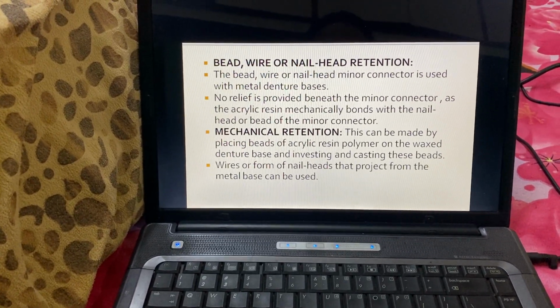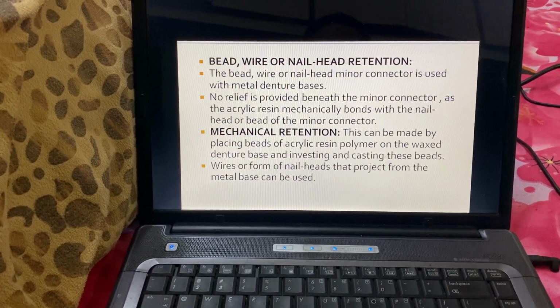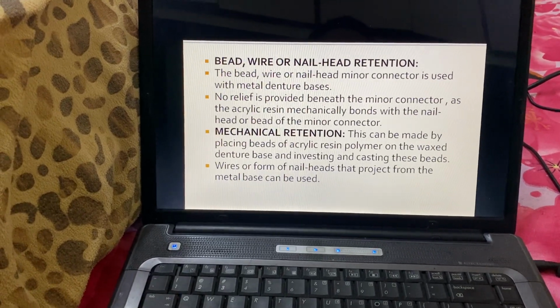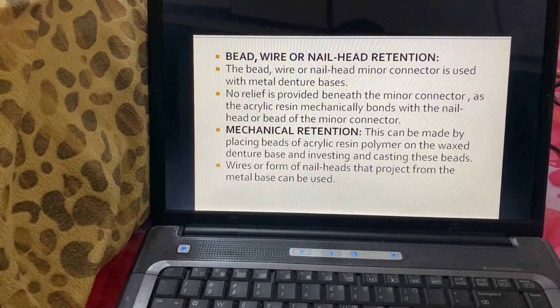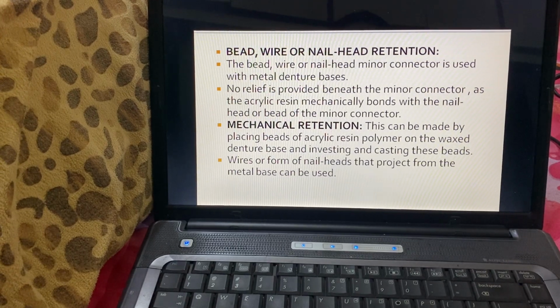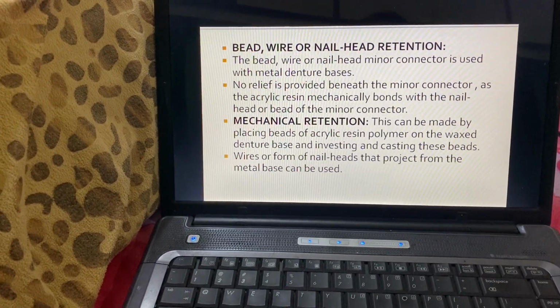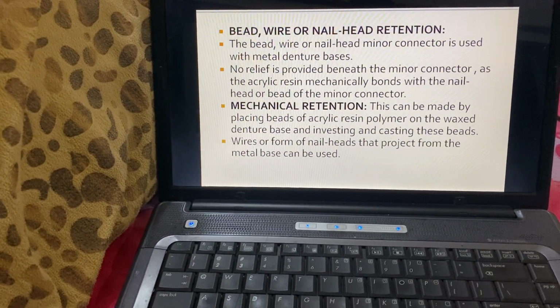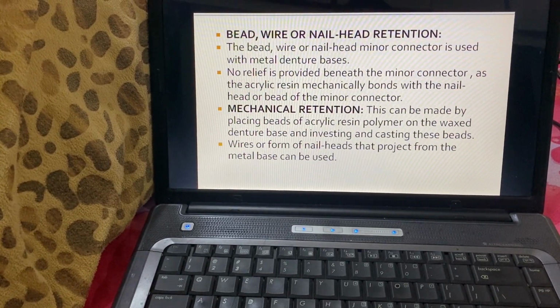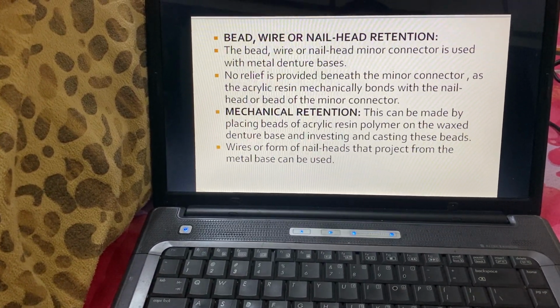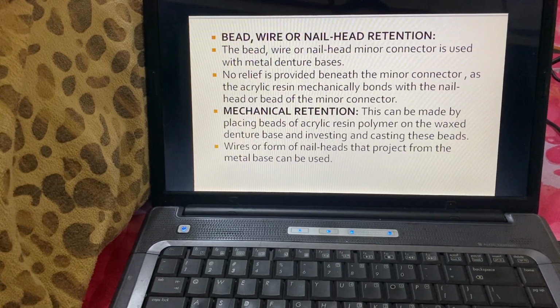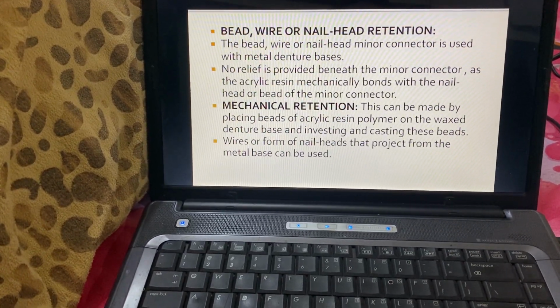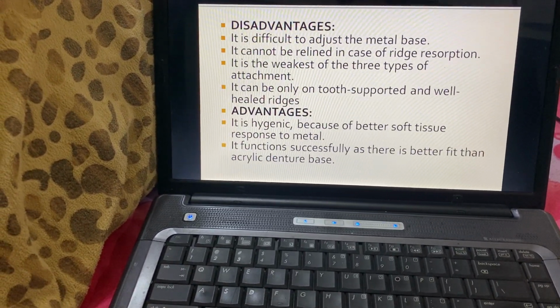The last, the bead wire or the nail head retention. The bead wire or the nail head minor connector is used with metal denture bases. No relief is provided beneath the minor connector as the acrylic resin mechanically bonds with the nail head of the minor connector. Mechanical retention can be made by placing beads of acrylic resin polymer on the wax denture base and investing in casting these beads. The wires or form of nail heads that project from the metal bases can be used.